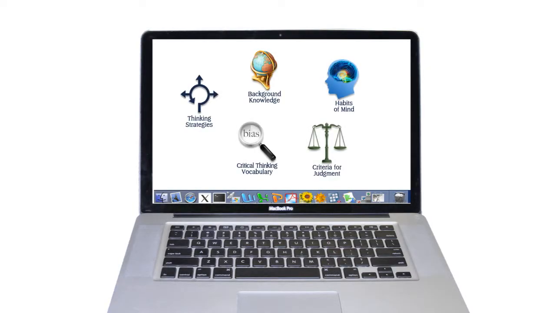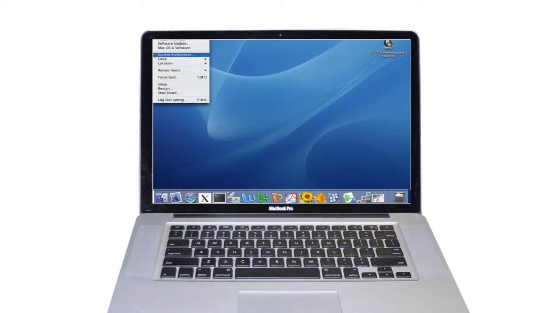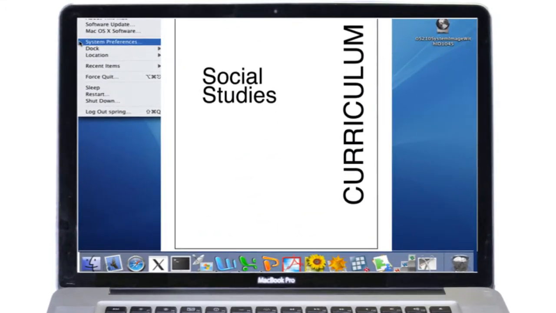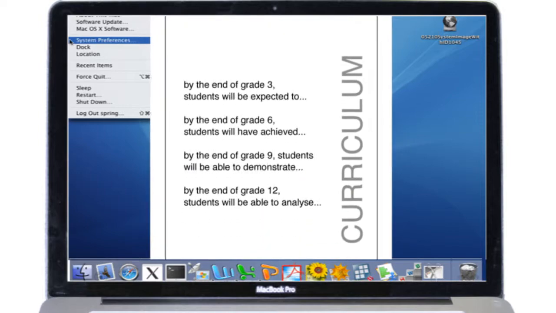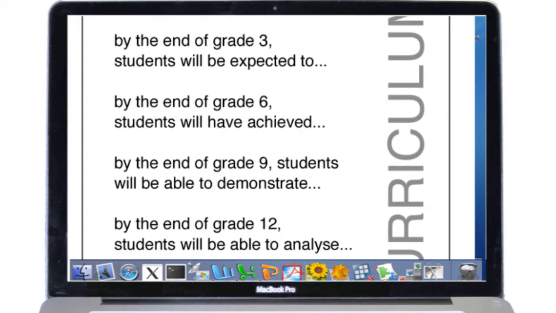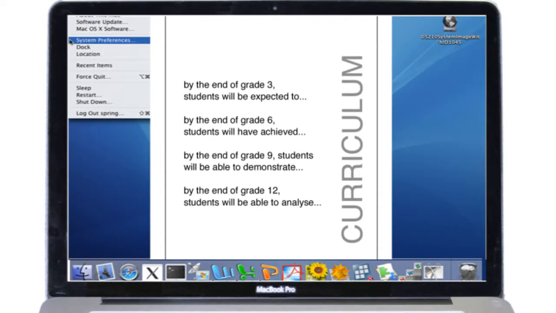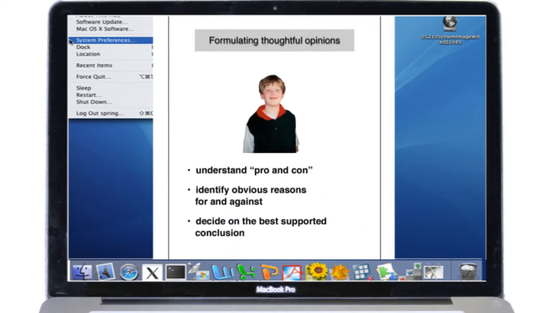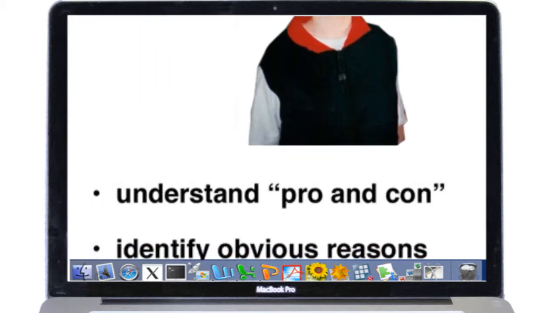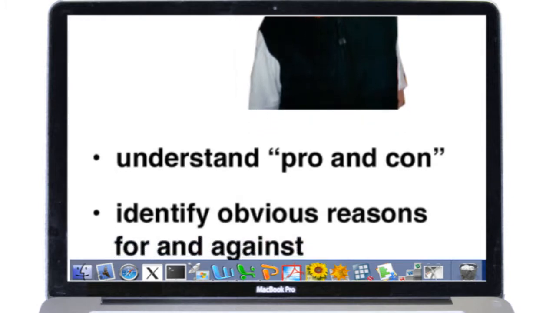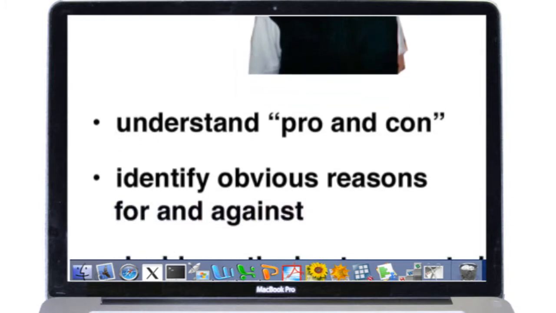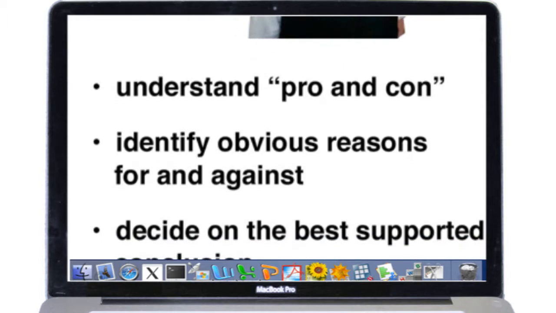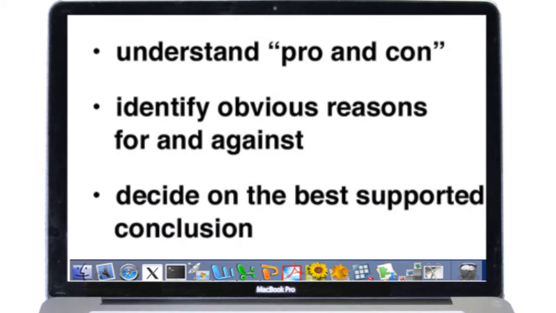In many cases, the thinking tools to support skill development are identified in the curriculum. Comparing comparable skill descriptions from one grade level to the next helps to identify the additional tools and complexity that is expected. For example, helping students learn to formulate thoughtful opinions might involve teaching the following basic thinking tools in the early grades: understanding the concepts of pro and con reasons, identifying obvious reasons for and against, deciding on the conclusion that is best supported by the reasons.